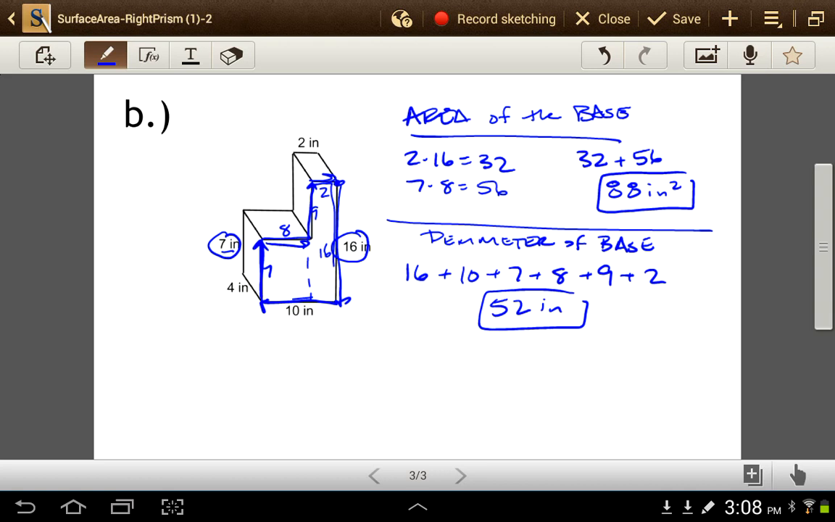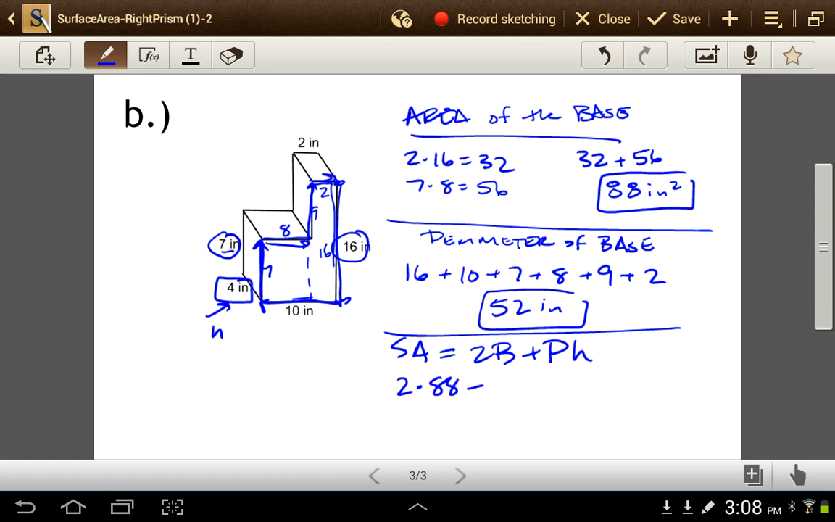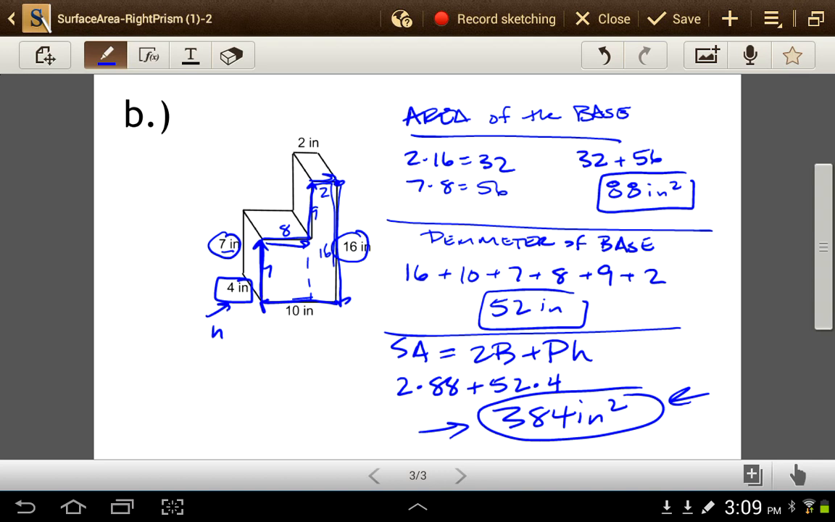Remember, my height is the distance that connects my L's. That is 4 in this example. So now I can use my formula. Surface area equals 2B plus Ph. I do 2 times the area of the base, which was 88, plus the perimeter, which was 52, times the height of the shape, which is 4. Type that in my calculator, and I get 384 inches squared. Remember, it is squared inches because it is surface area. And that is how you do that.